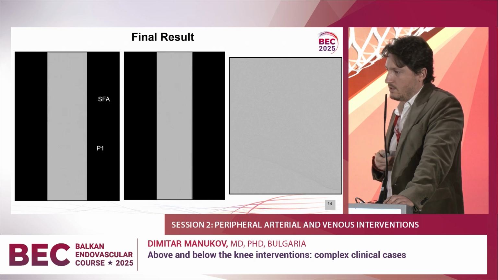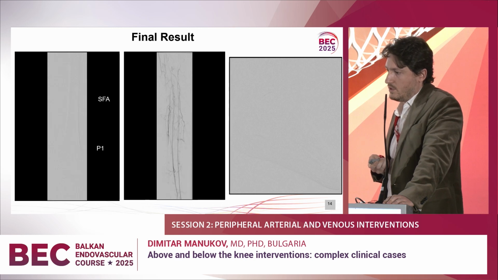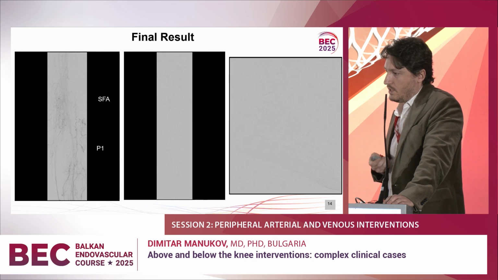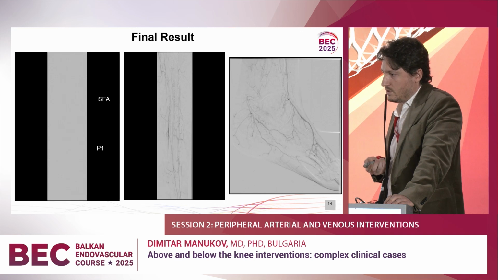In the middle, the tibioperoneal trunk and the tibial vessels. We even have some flow in the posterior tibial to the place where we were able to reach. And finally, we see the vessels at the level of the foot. So I think pretty good result, having in mind what we had.